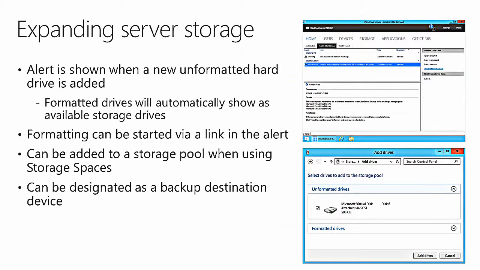So when it comes to expanding the storage in your server, as you add a new drive to the server, then an alert is shown. You have an unformatted hard drive, and you can choose to use that as you want. Right from within the alert console, you can click on a link to assign that. It can be added to a storage pool if you're using storage spaces. It can be designated as a backup destination if you've connected an external removable drive. It can be just defined as a normal volume. So it's pretty easy to use new devices as they're added to the system and to be alerted to that.